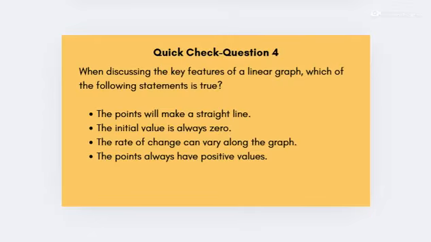Quick check question number 4 says, when discussing the key features of a linear graph, which of the following statements is true? The points will make a straight line. The initial value is always 0. The rate of change can vary along the graph. The points always have positive values. I will not answer this because it's on your quick check, but there is only one correct answer.